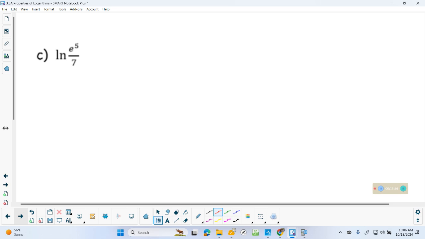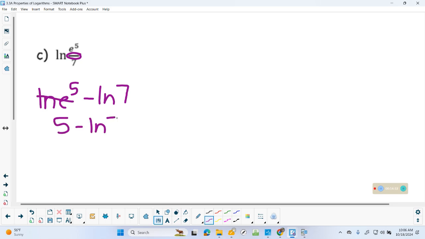Okay, let's do this last one, just to practice our properties. Quotient. What does quotient expand to for an operation? Subtraction. So ln e to the 5th minus ln 7. All right, I like that. That was easy. First expression, easy. What happens to the ln and e?